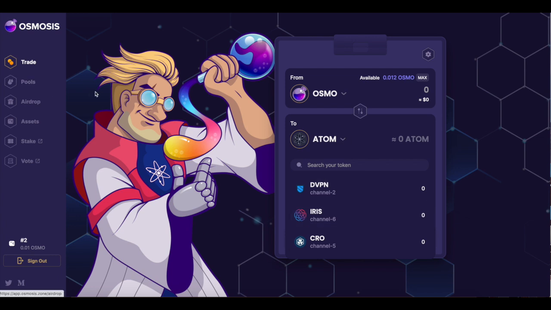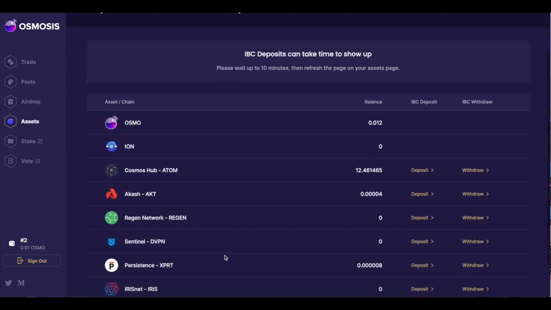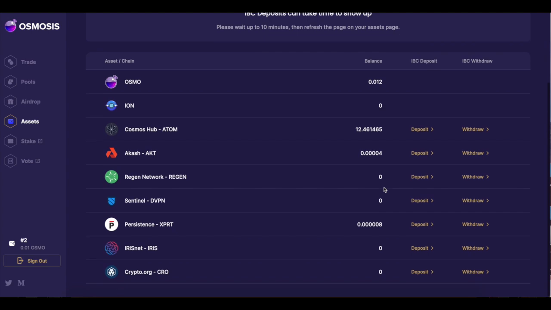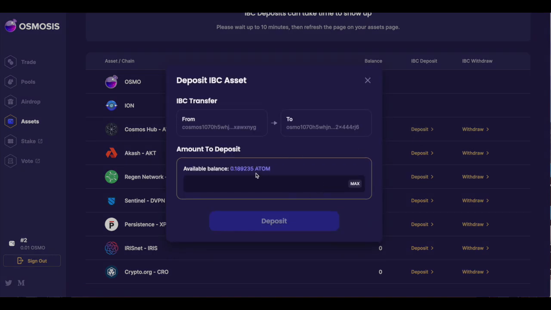Once the Atom is in your Keplr wallet, you need to go to assets. Once you go to assets, you have a couple of options. You can do deposit, withdrawal, etc. We're going to do deposit. In this scenario, this is going to take from this wallet to this wallet. This wallet you see here is my Atom wallet. So this allows me to deposit straight from the Cosmos chain to Osmosis.